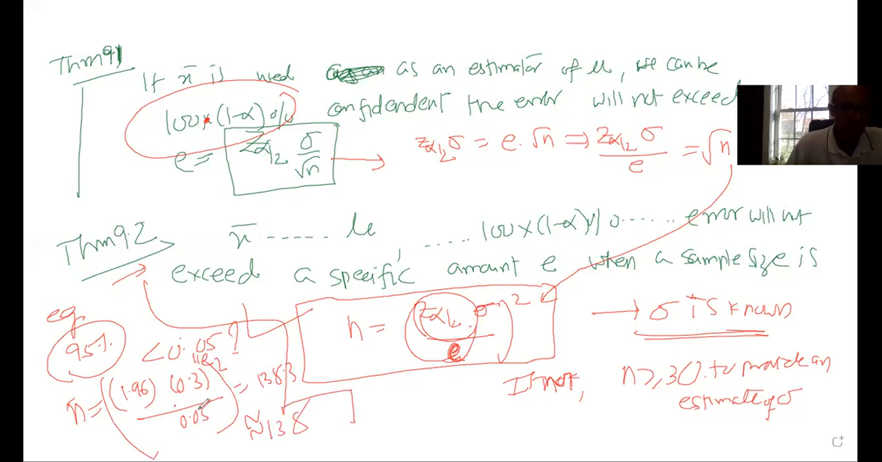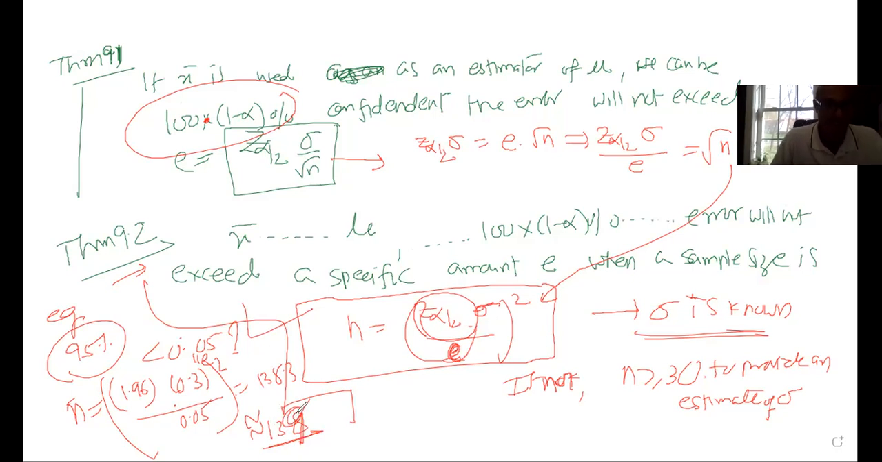So therefore, we can be 95% confident that the random sample size of 138, or you can say 139, I don't mind, 139 will provide an estimate X bar differing from nu by an amount less than 0.05. That is the meaning. I repeat, this 138 or 139. So we can be 95% confident.